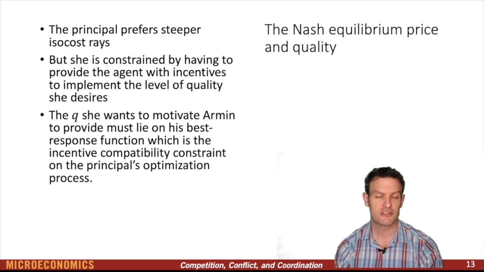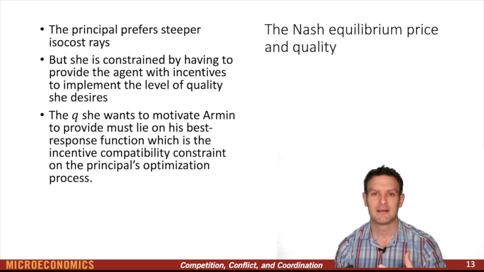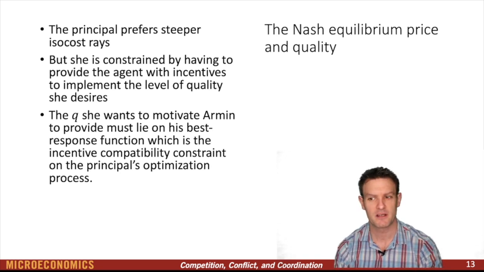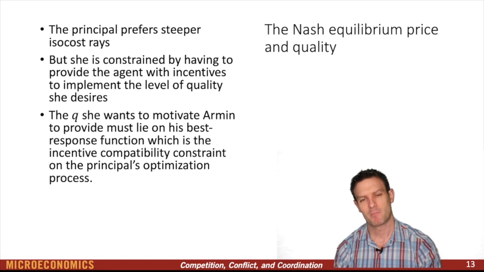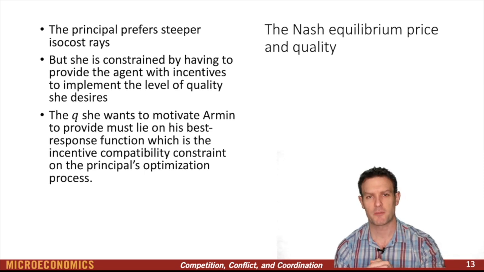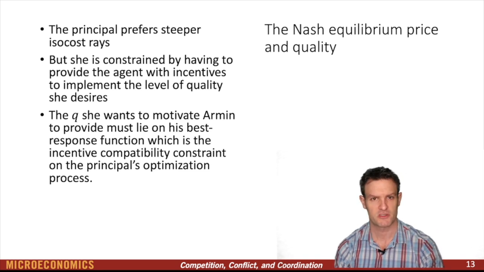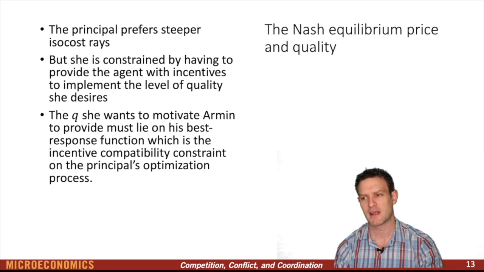Okay, so she's trying to think, what is the Q that I want given the constraint of his best response function or his incentive compatibility constraint? Well, that's the thing that limits how low her costs will go. All right, the best response function or the incentive compatibility constraint limits how low her costs will go when she's thinking through her profit maximization or cost minimization process. Okay, so let's keep all that in mind.